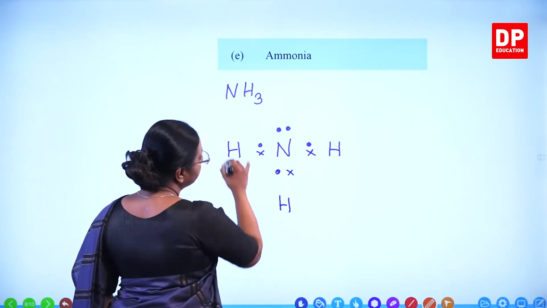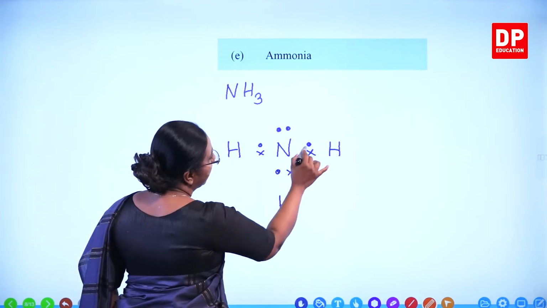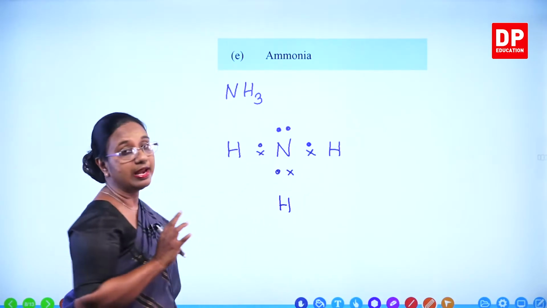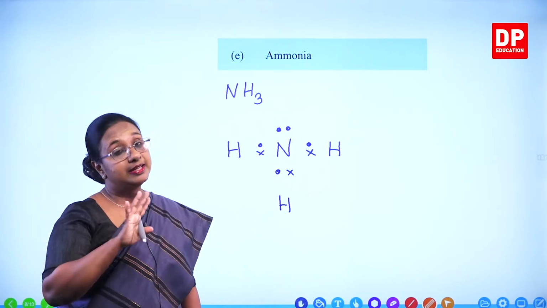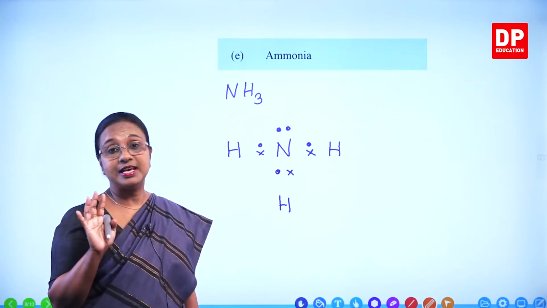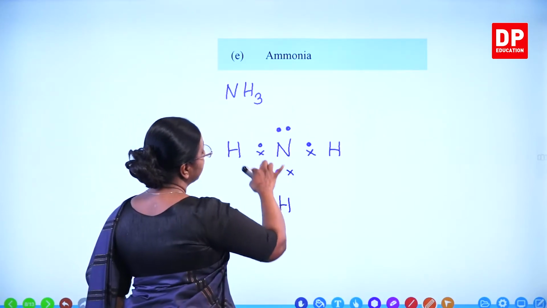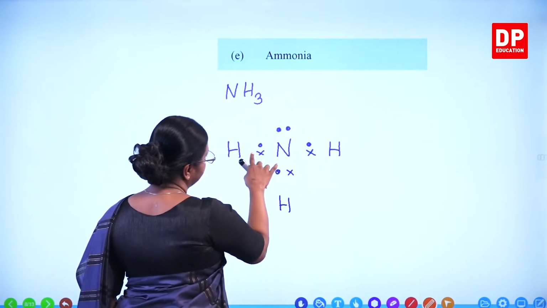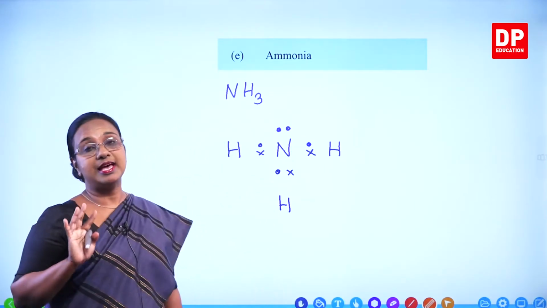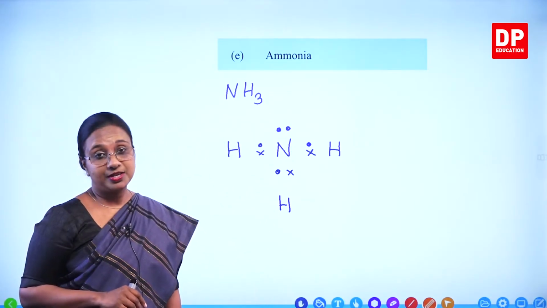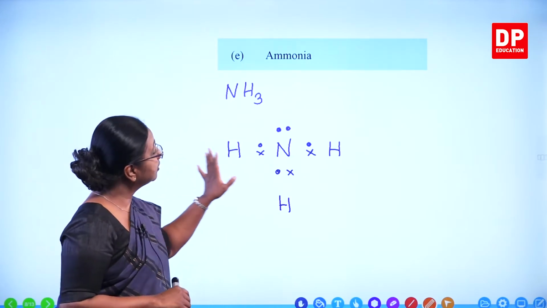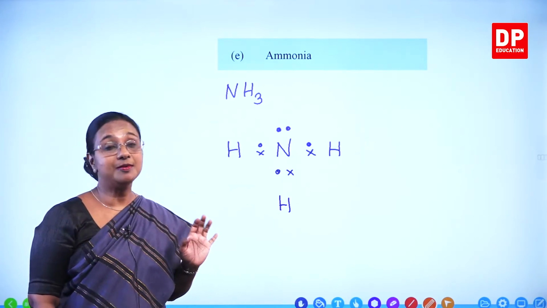So when you count the total number of electrons, hydrogens have 2 electrons each. So they have the complete first energy level. Then when you take nitrogen, 2, 4, 6, 8, octet is satisfied. Is that okay, students? So those are the dot cross diagrams of the molecule.